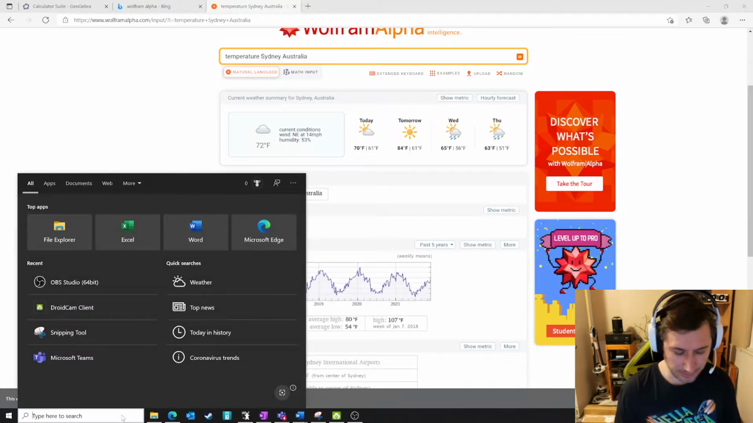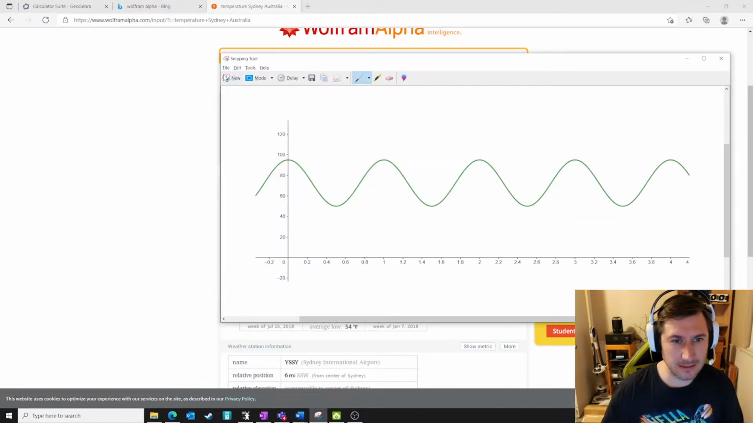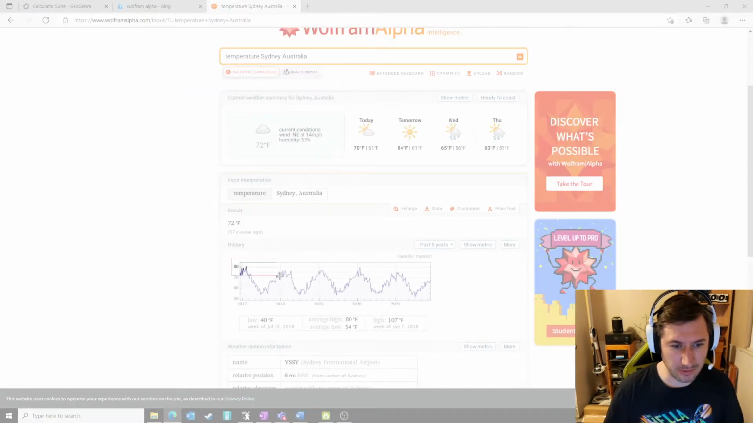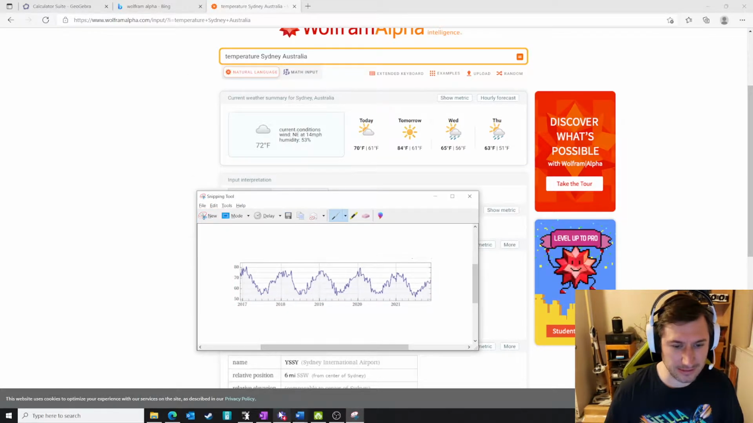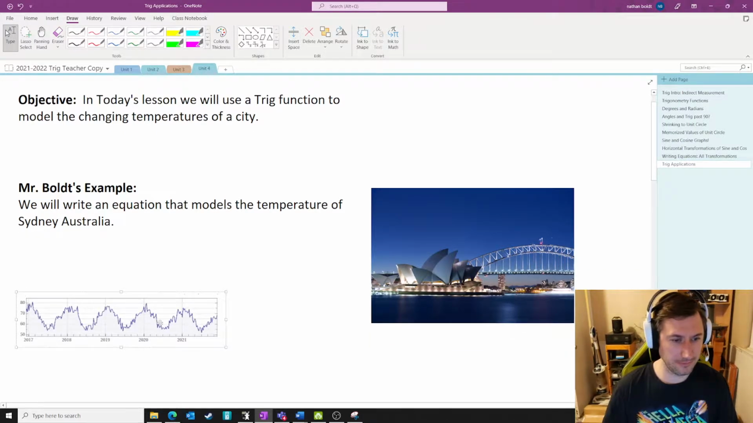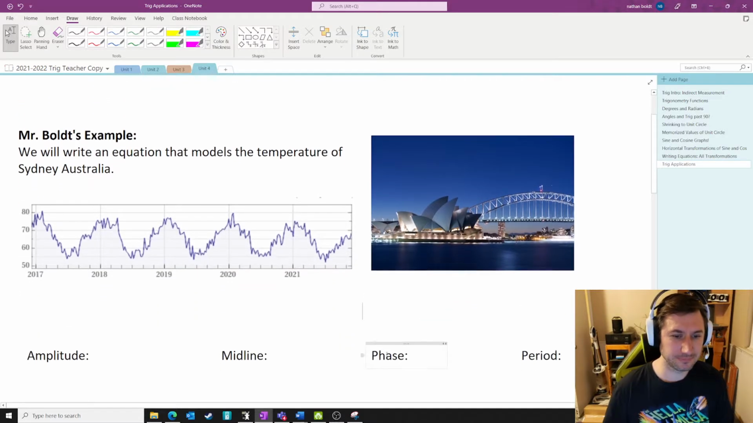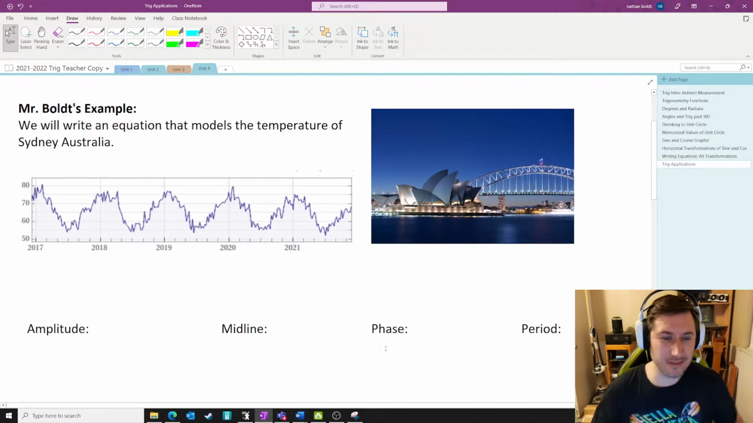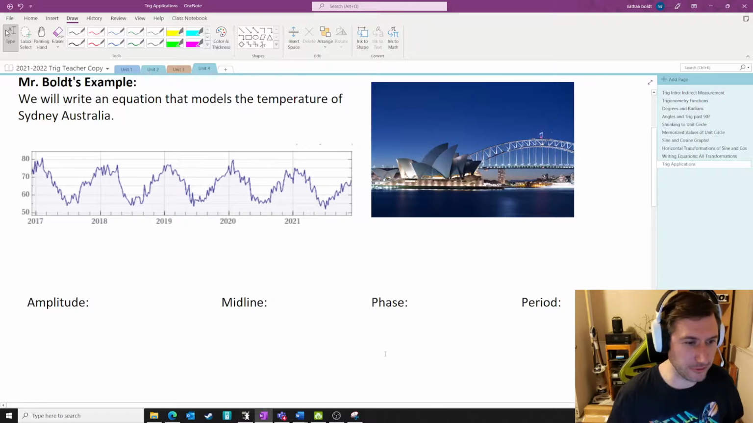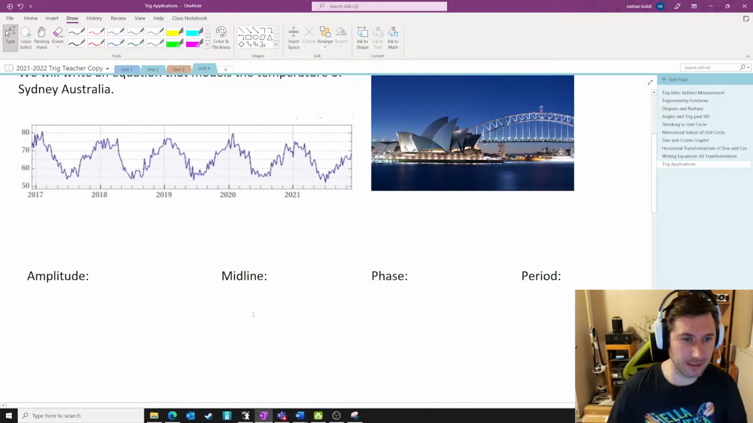So I want a picture of that. I'm going to use the snipping tool to get a picture of that. All right, paste that into the OneNote. Make it a little bigger. All right, there we go. So if we're going to make this wave, here are the 4 characteristics we need. We need the amplitude, midline, phase shift, and the period.